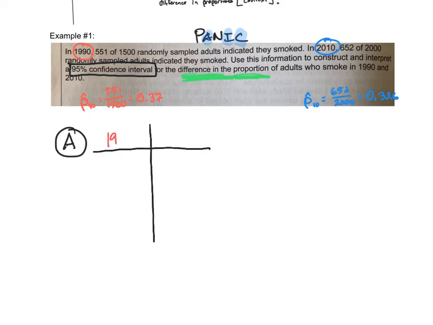I like doing a little T table here. I'm going to call this 1990 over here, and this 2010 over here. So for 1990, we have to do the check to make sure it's going to come out normal. I'm going to go 1,500 times 0.37, make sure it's greater than or equal to 10. 1,500 times 0.63, greater than or equal to 10. Yep, those are big numbers. 2,000 times 0.326, greater than or equal to 10. 2,000 times 0.674, greater than or equal to 10. Yep, those are big numbers.